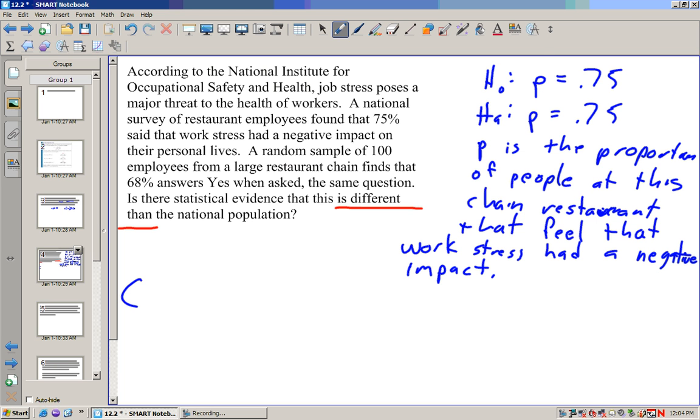Let's look at our conditions. First, does the data come from an SRS? It says random sample. So data comes from a random sample.